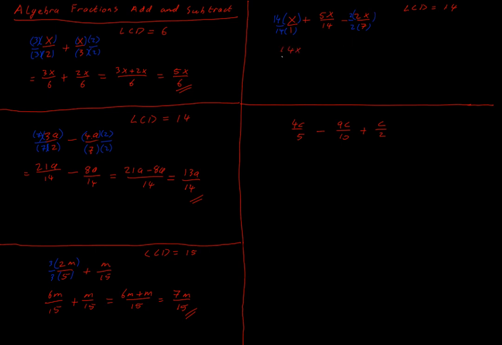So I get 14x all over 14 plus 5x all over 14 minus 4x all over 14. Now they're all over 14, so I can add them all up. So I get 14x plus 5x minus 4x all over 14. So I end up in total with 15x all over 14. And that's as far as I can go, so that's my final answer.